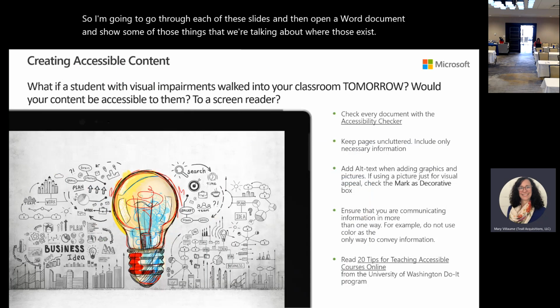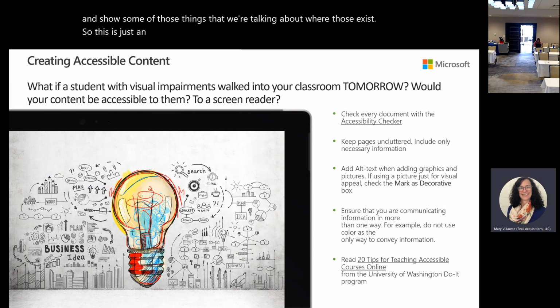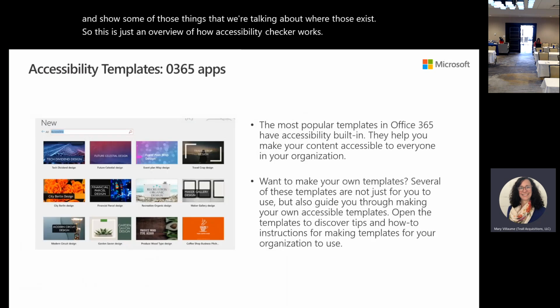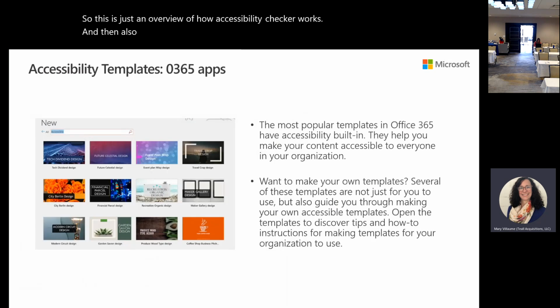This is just an overview of how Accessibility Checker works, and also where you can start. So if you don't even know where to begin and you're wondering, is there a template I can use?